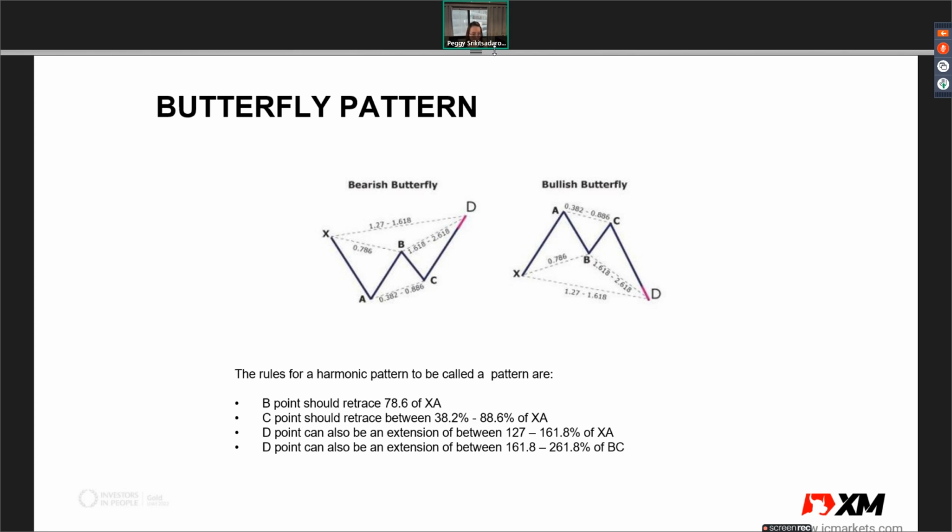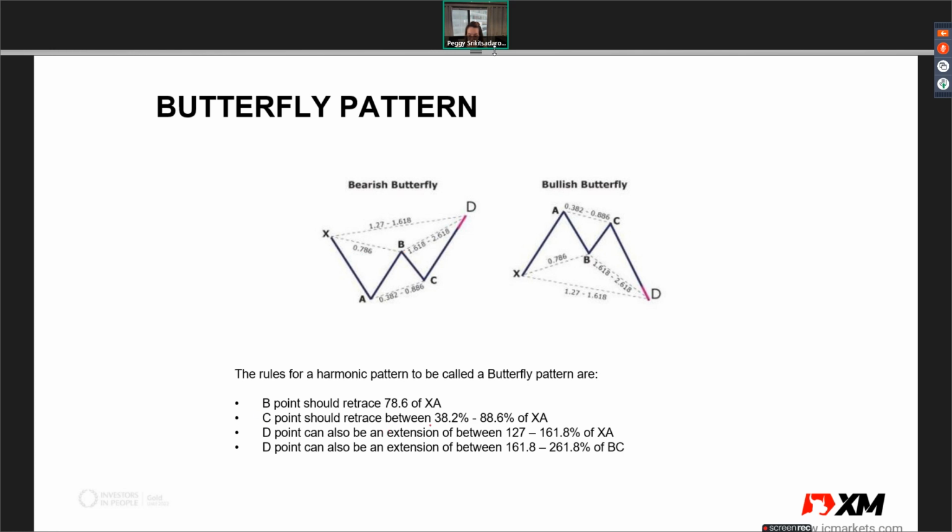I'm so sorry. Let me correct it. Okay, butterfly pattern. So B should retrace 38.6% of XA, which is here, of XA.